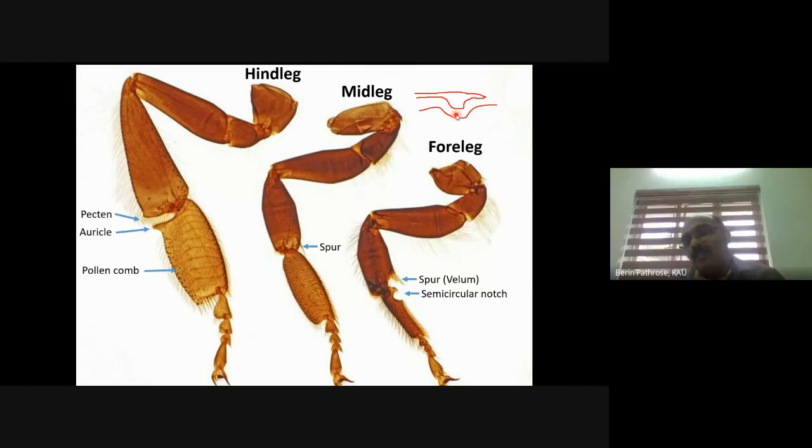So by that time, the entire antenna will be clean, removed of all the pollen grains. So that is the first modification, that is the antenna cleaning modification in the forelegs of honeybees. In the mid leg, the tibia is having a single spine. Though it is written as spur, actually it is a spine.